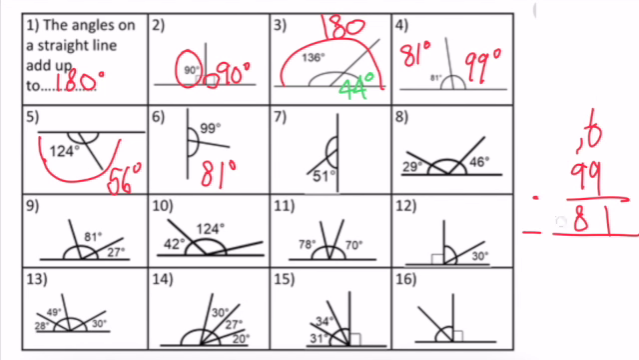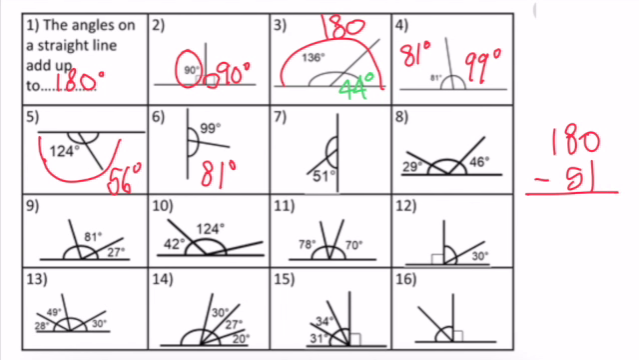Okay, so number 7. We have 180, so press pause if you haven't done that already. 180 subtract 51. We can't do 0 take away 1, so that becomes 7. 10 take away 1 is 9. 7 take away 5 is 2. And then that, so it's 129 degrees.